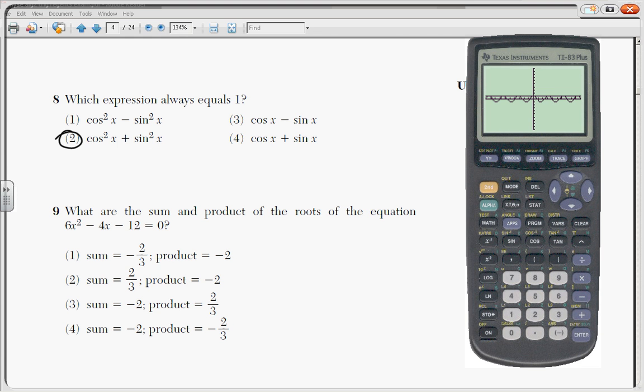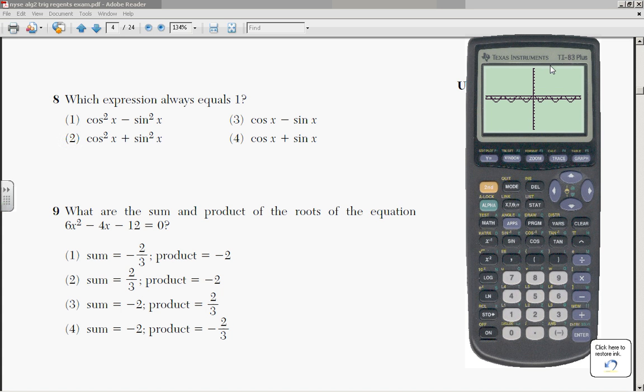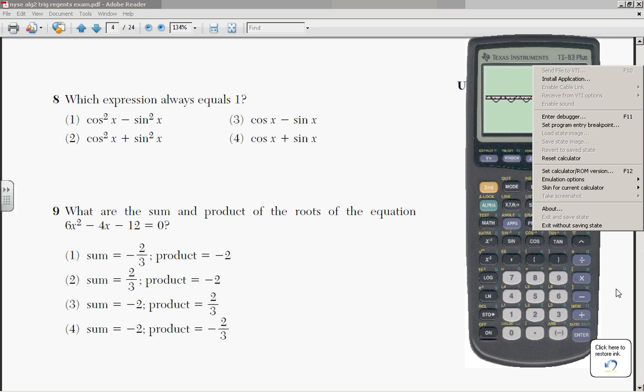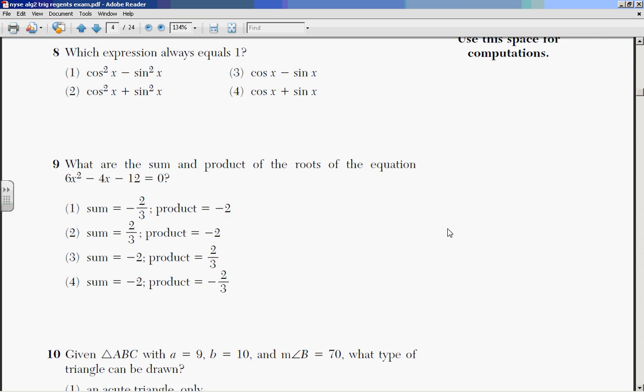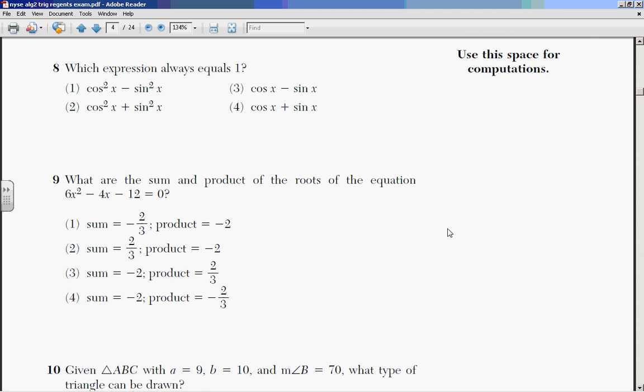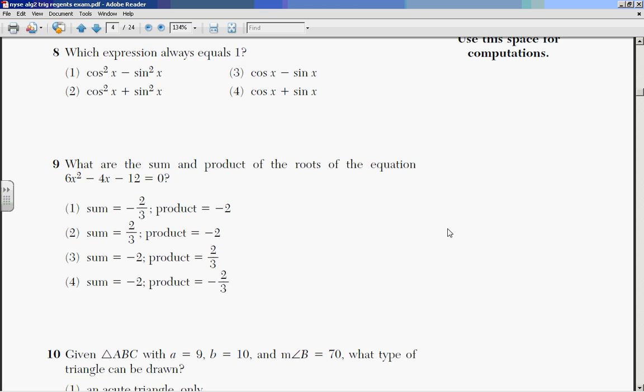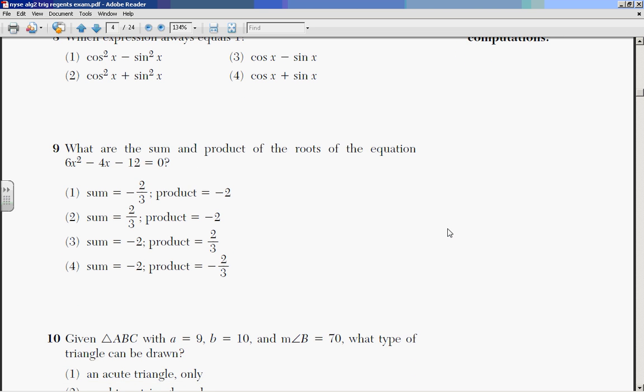Okay? Alright. Now let's move on to question number 9. Close this. Oh, wait a minute, I made it for number 10. Okay, so question 9 says, what are the sum and product of the roots of the equation 6x squared minus 4x minus 12?